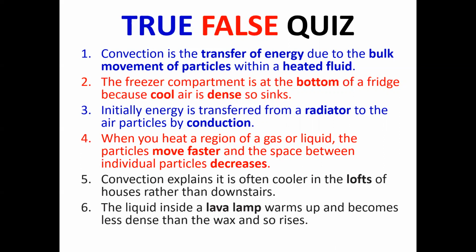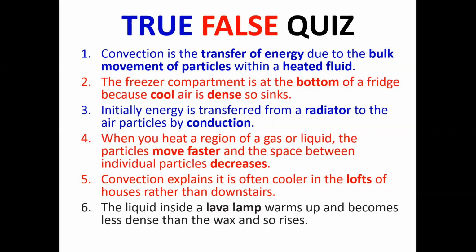Right, number 5. Convection explains why it is often cooler in the lofts of houses rather than downstairs. Well, that's false because it's often warmer, not cooler, in the lofts of houses rather than downstairs, because we know that hot air rises.